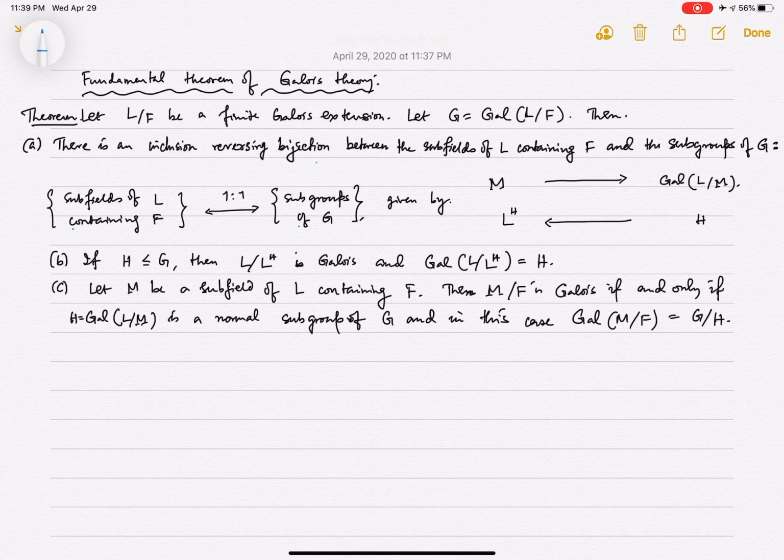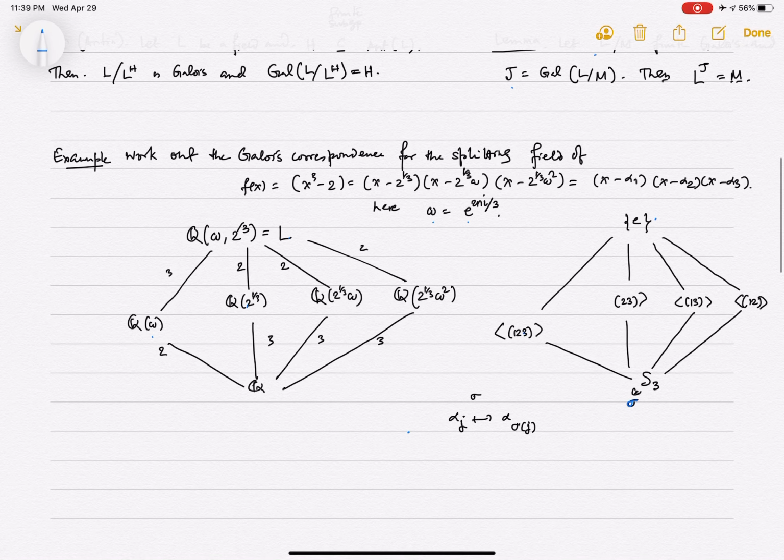Let's talk about the fundamental theorem of Galois theory. So I'll start with this example. We'll use this to illustrate the first part of the theorem. It's the splitting field of this polynomial x cubed minus 2 over the rational numbers.